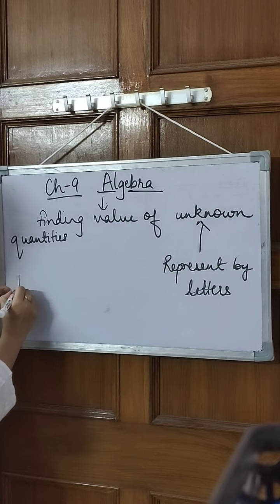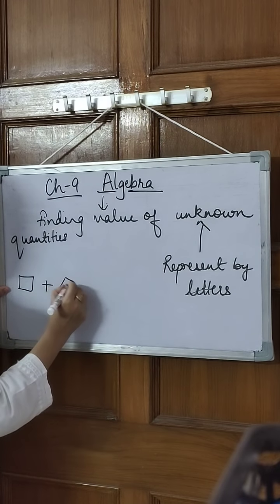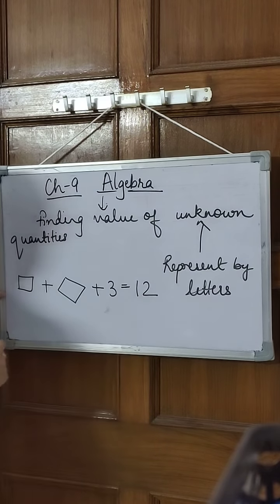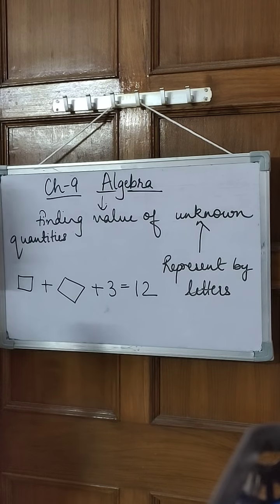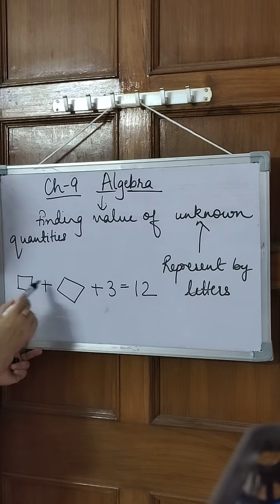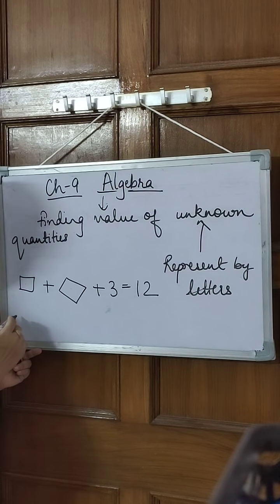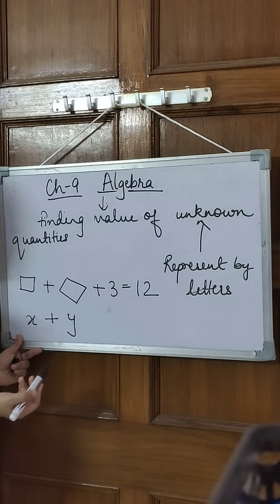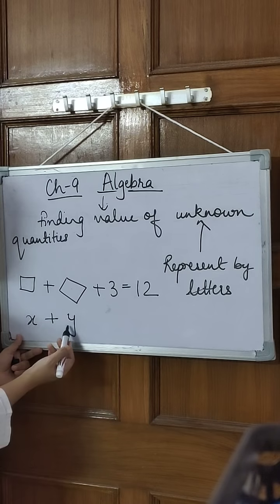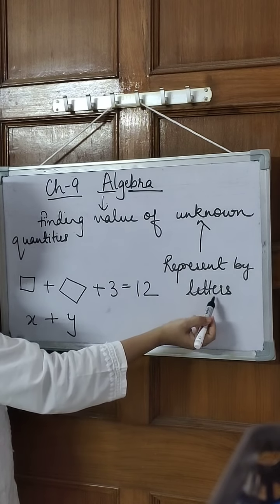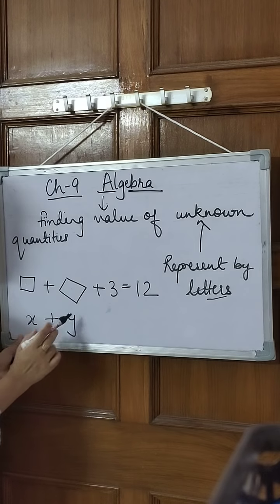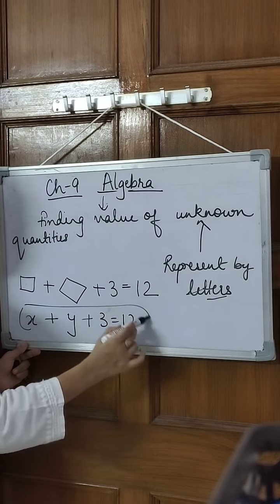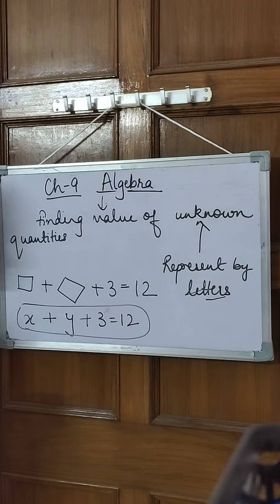Suppose I have a box, plus this value as well, plus 3 equal to 12. Now if I want to represent it in terms of algebra, we will not put these boxes in this diamond shape. We will write x plus y, because I don't know the value of this, it is unknown, and I don't know the value of this, it is also unknown. So I have replaced them with letters. So x plus y plus 3 is equal to 12. Now this expression is in the form of algebra where I have used letters.